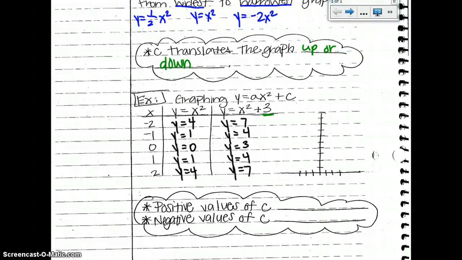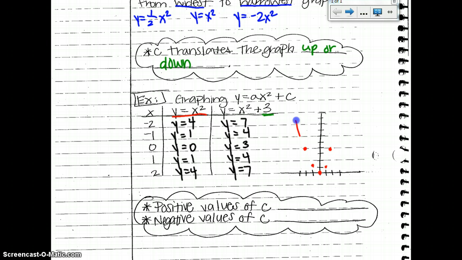Okay, if you need more time to figure those out, go ahead and just pause your video. Otherwise, we're going to move on. Okay, now we're going to graph these two functions. The first one is y equals x squared. Let's see, our first point then would be negative 2, 4. The second point then is negative 1, 1, 0, 0, 1, 1, and 2, 4.